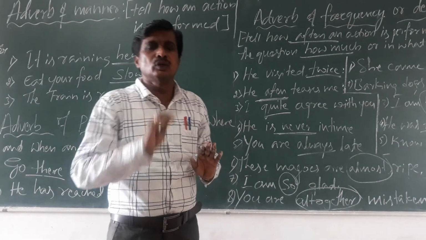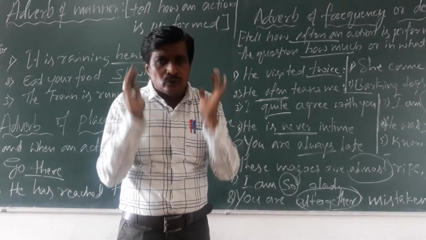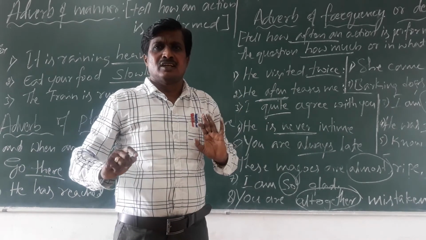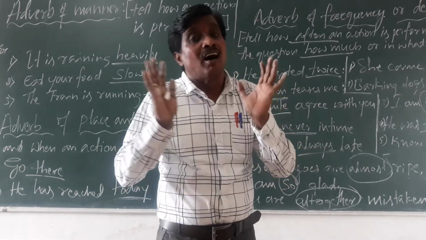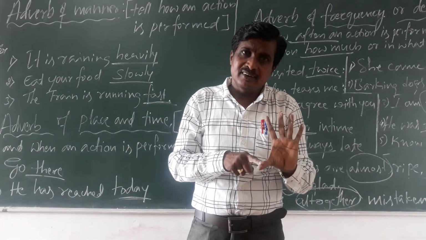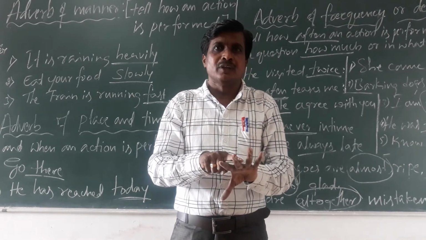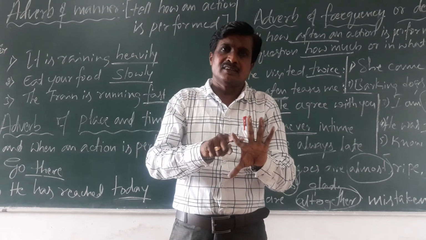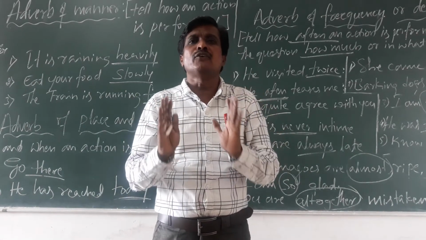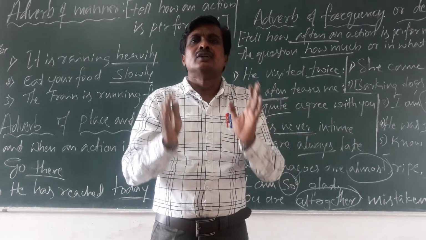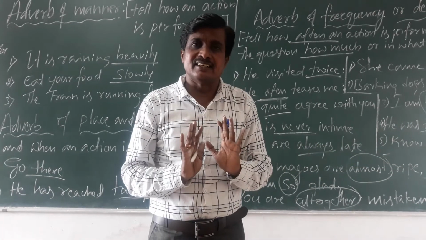In the next class, I will explain that if two or three adverbs occur together in a sentence, they are placed in order. What is the order? First manner, after that place, after that time. If manner is not there, you should place place first and after that time. I will explain with examples how we can place the adverbs when more than two or three occur in a sentence.